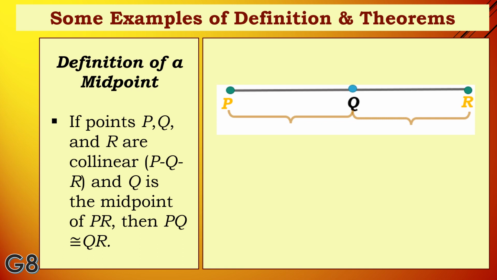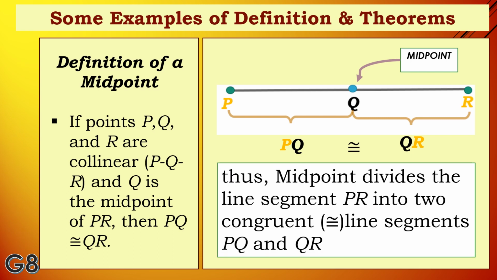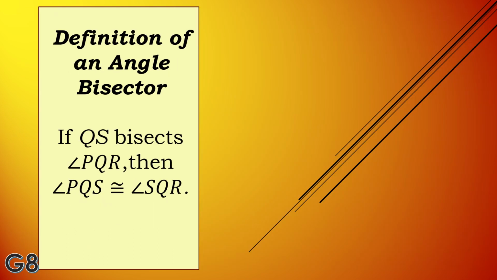Definition of a midpoint. In the figure, you can see 3 points on the line. If points P, Q, and R are collinear, and Q is the midpoint of PR, then PQ is congruent to QR. Thus, the midpoint divides the line segment PR into two congruent line segments PQ and QR.